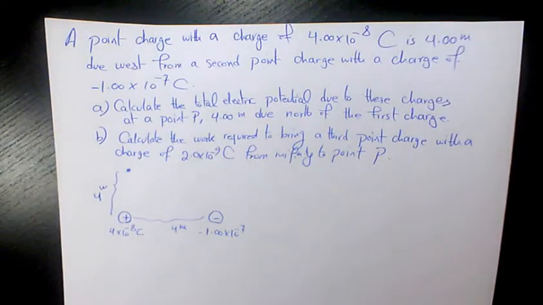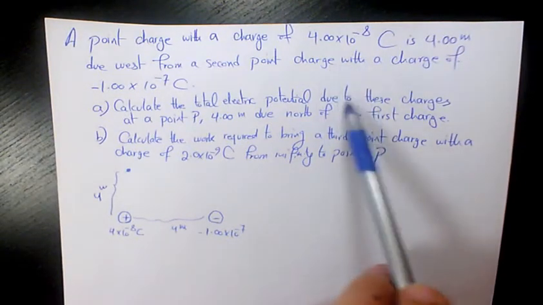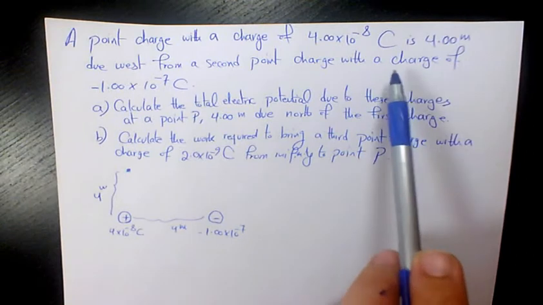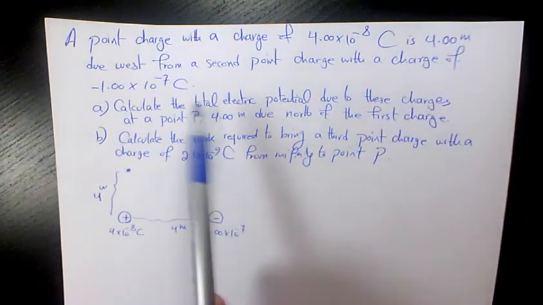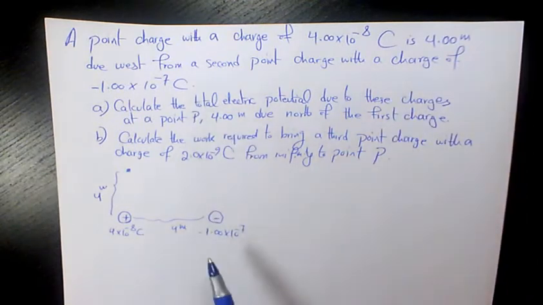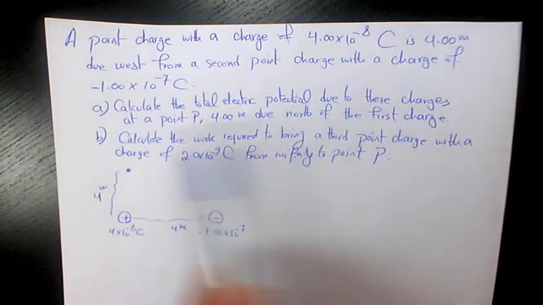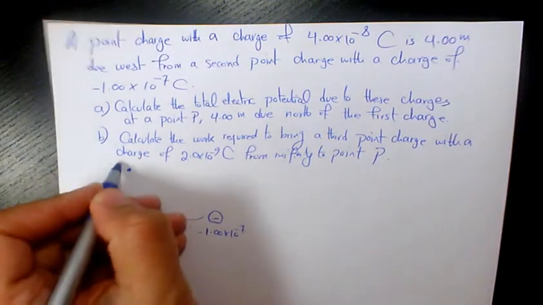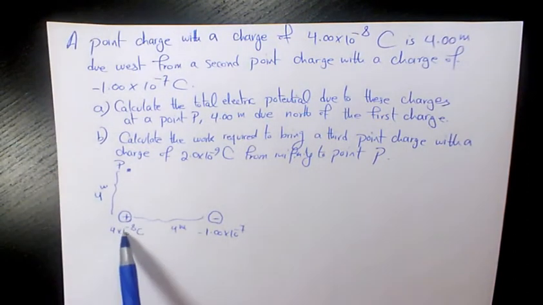A point charge with a charge of 4 times 10 to the power of negative 8 coulomb is 4 meters due west from a second point charge with a charge of negative 1 times 10 to the power of negative 7 coulomb. Calculate the total electric potential due to these charges at point P, 4 meters due north of the first charge.